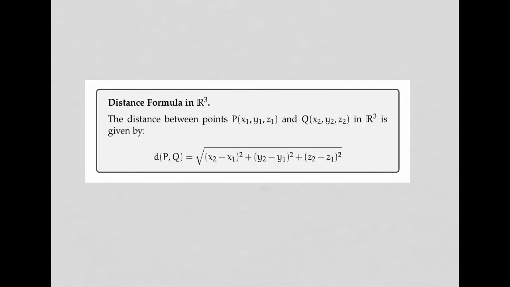Now let's talk about finding the distance between 2 points in R3. So the distance between 2 points P and Q, whose coordinates are (x1, y1, z1) and (x2, y2, z2) respectively, is the square root of the difference of the x values squared plus the difference of the y values squared plus the difference of the z values squared. Let's see an example that illustrates this equation.